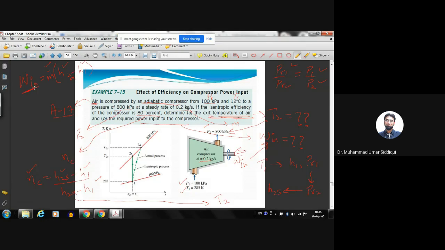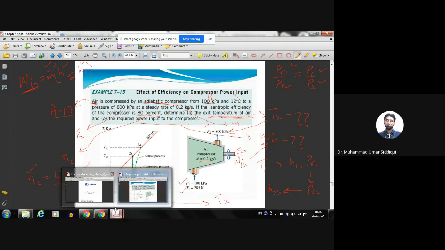Before going towards the actual solution of the problem, first of all, do you understand the blueprint of the solution? Do you understand the methodology that we are going to use to get different values? Yes, yes, sir. Okay.